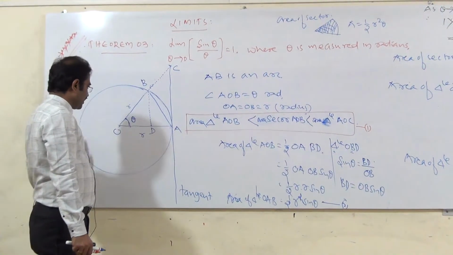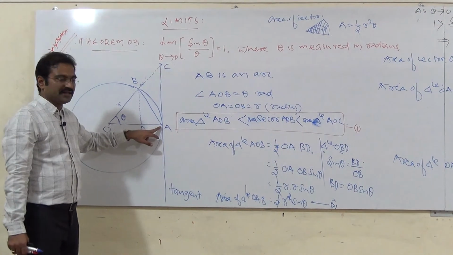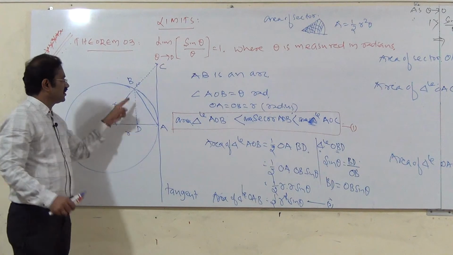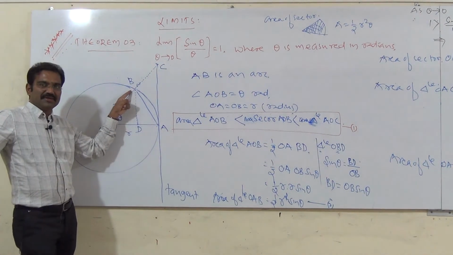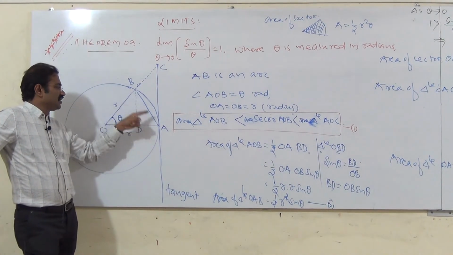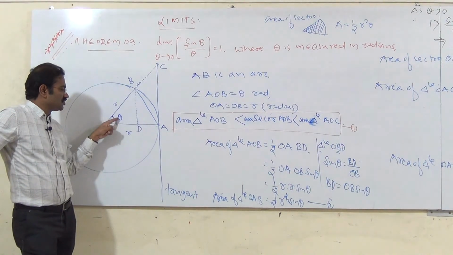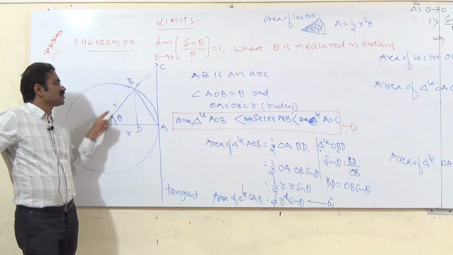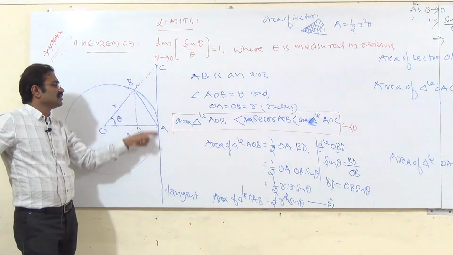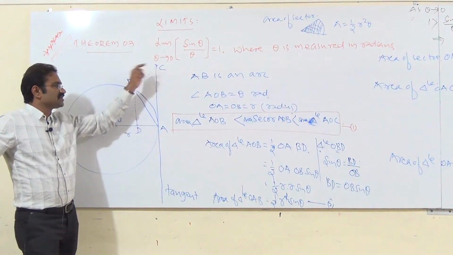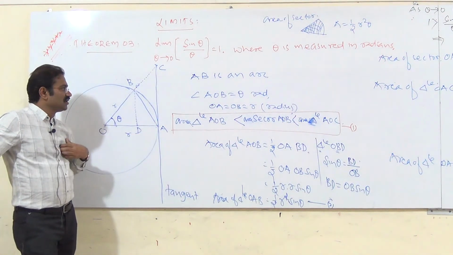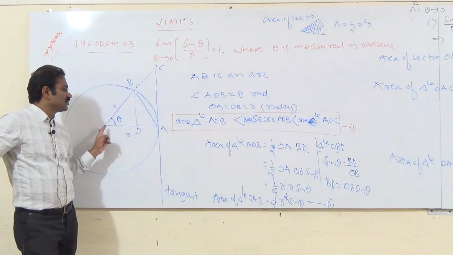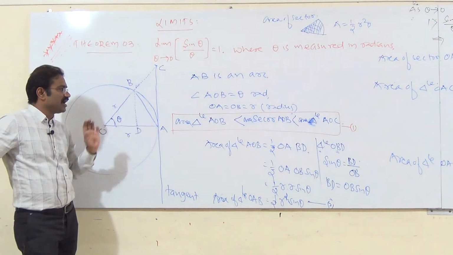Take a circle, there is a point A, draw a tangent. Take one more point B, join this B. AOB is equal to how much? Theta. Then extend this a little, it cuts the tangent at C. So join this AB. What happened inside this? OA and OB are radii.